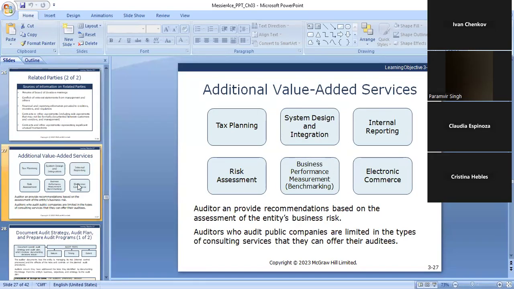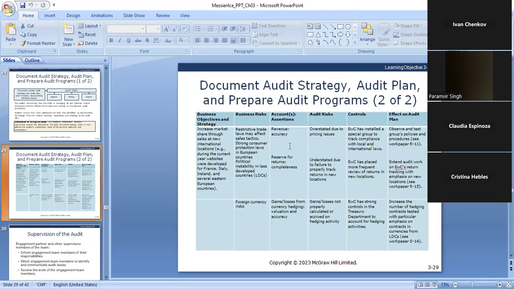Which are the services that the audit provided? Those are the services that the audit provided under the document: audit strategy, audit plan, and preparing the audit program. So again, we first identify the business and try to understand it by going over the objectives of the business, the strategy of the business, and identifying the business risk. Is there any business risk? How are those business risks affecting the accounts, which accounts are affected, what's the audit risk related to those accounts, what type of control does the company exercise, and how is this going to affect our audit?